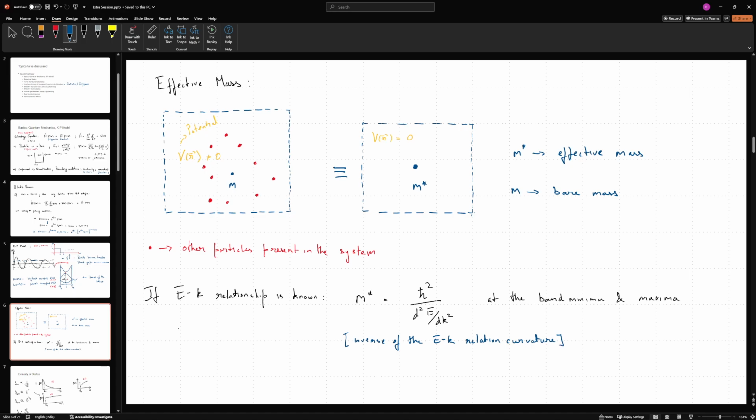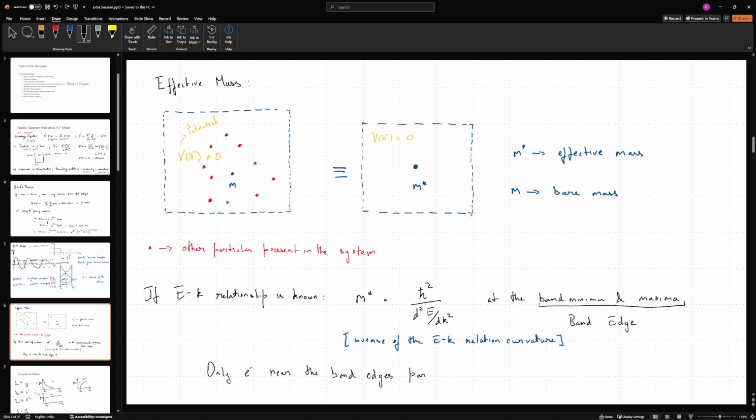Okay, and what does the effective mass tell us? It tells us the following. The most important takeaway here is that only electrons near the band edges, so these two quantities, band minima and band maxima, this is what we call the band edge, near the band edges, participate in transport.